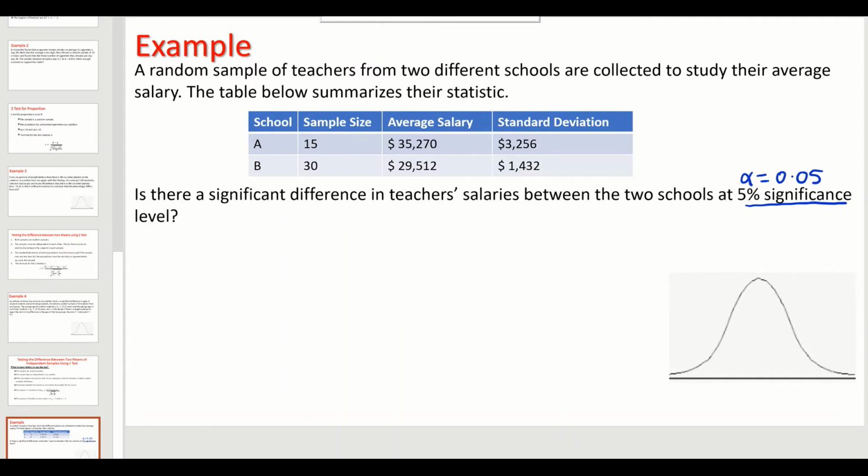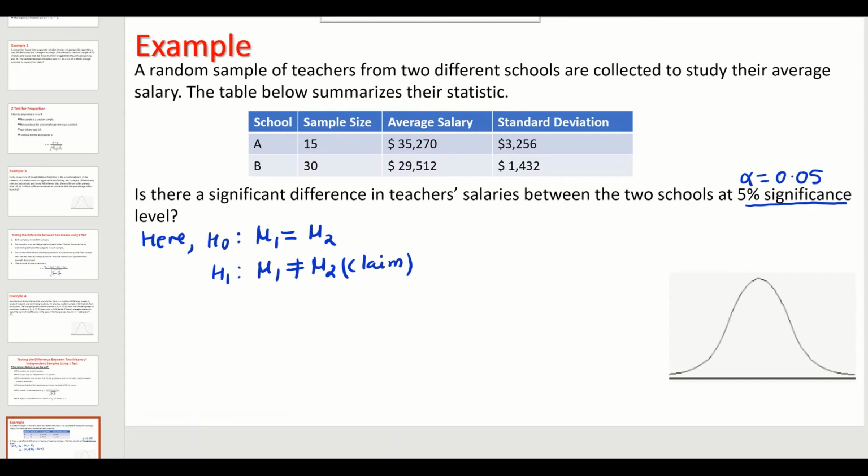First, we are going to write the hypothesis. So here, you can say that your null hypothesis is there is no difference in the teacher's salary between those two schools. So mu sub 1 is equal to mu sub 2. But we want to test, is there a significant difference in teacher salary? So your alternative hypothesis will be mu sub 1 is not equal to mu sub 2. We are testing this, so this is our claim.